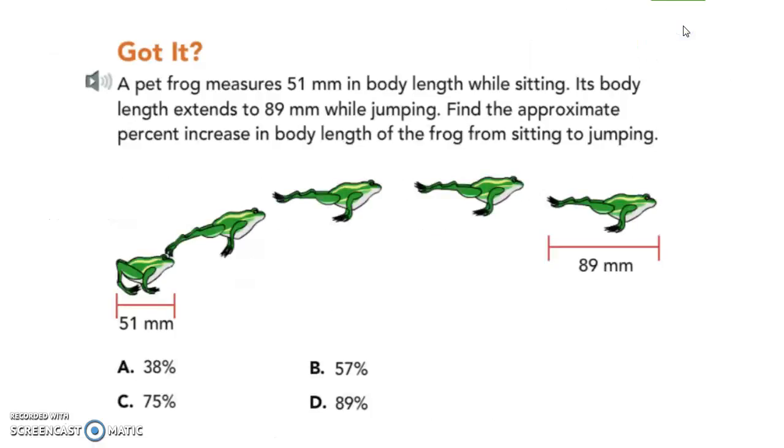Okay, so here let's try one example of that. A pet frog measured 51 millimeters, and then it extended to 89 millimeters. What is the percent of change? Figure that one out on your own. When you're ready to check your answer, hit play.